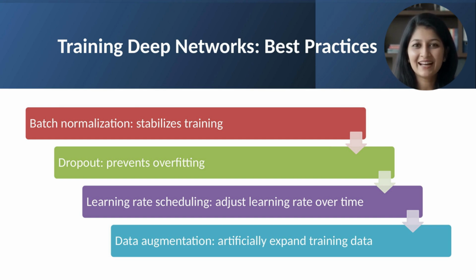Dropout randomly deactivates neurons during training. Maybe 20% or 50% of neurons have their output set to 0 for each training example. This forces the network to learn redundant representations. It can't rely on specific neurons always being active. At test time, all neurons are active, but outputs are scaled appropriately. Dropout is simple but remarkably effective at preventing overfitting.